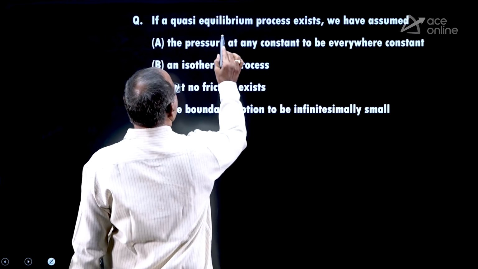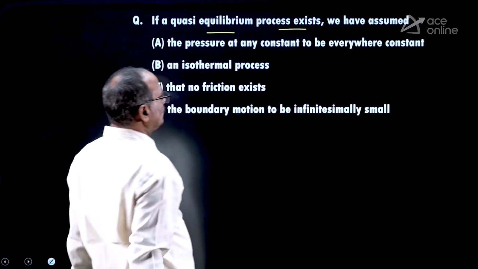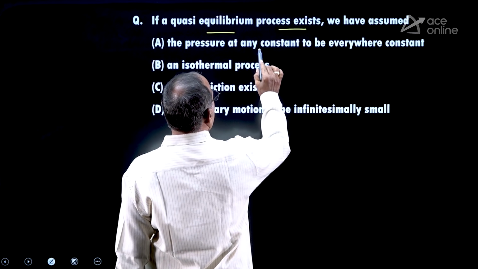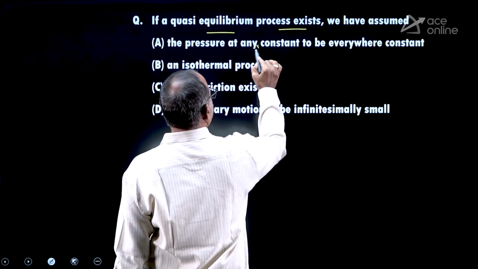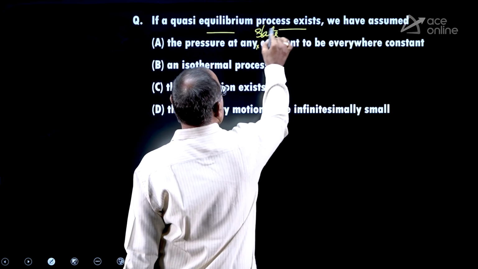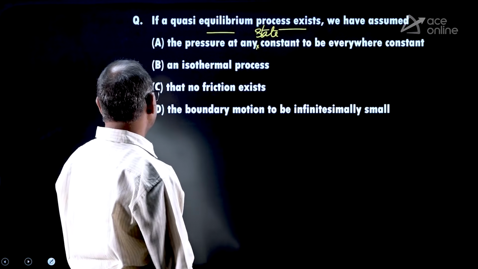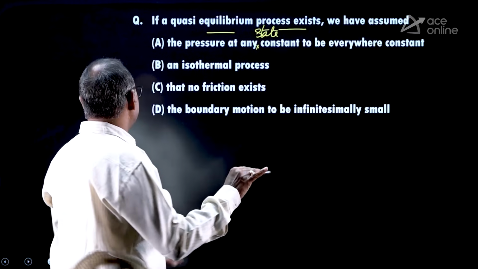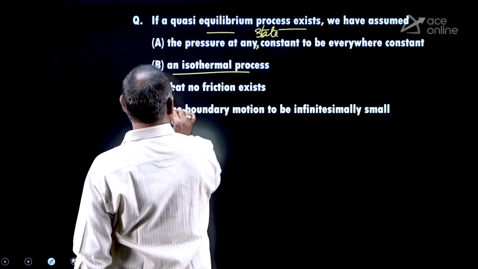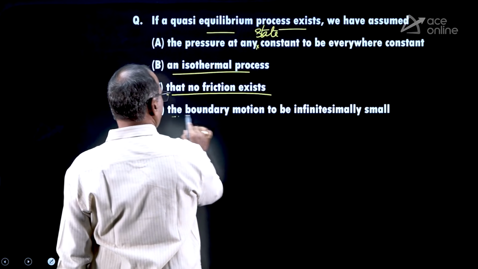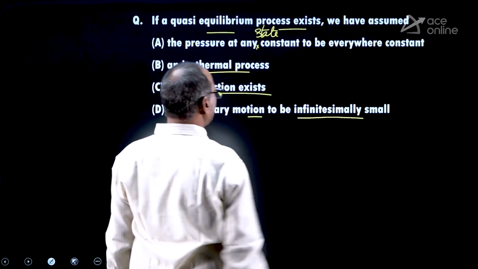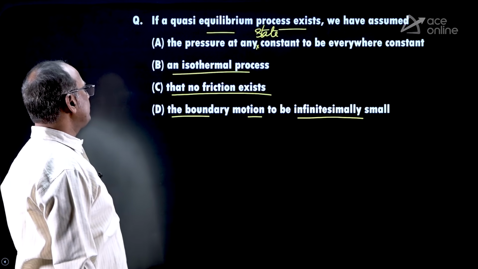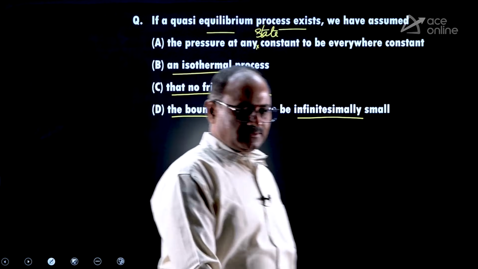If a quasi equilibrium process exists, we have assumed the pressure at any state to be constant everywhere. Okay, that point is not exactly right, but it is one of the competitive exam questions asked like this only. An isothermal process, no friction exists, the boundary motion to be infinitesimally small. If a quasi equilibrium process exists, we have, which is the correct option? Can you answer?